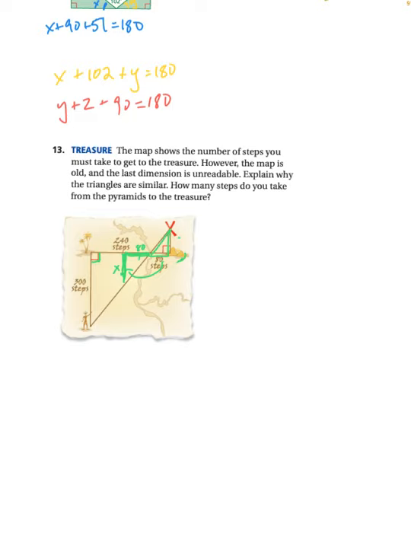So I could write my proportion several different ways. One way though would be 80 over 240 equals x over 300. So that's the 80 steps to 240 steps is equal to x steps over 300 steps. So solve that proportion and you've got it done.